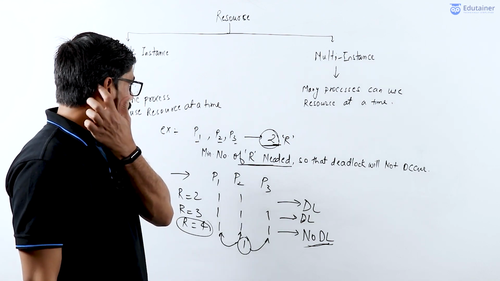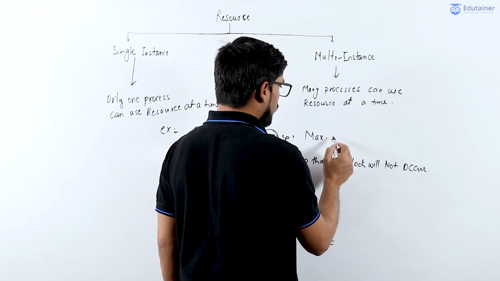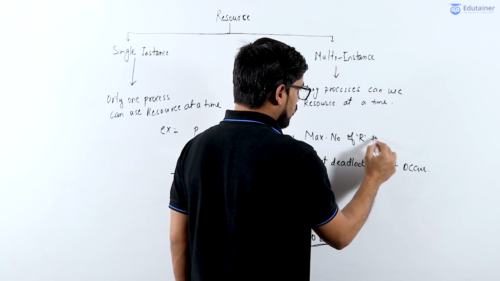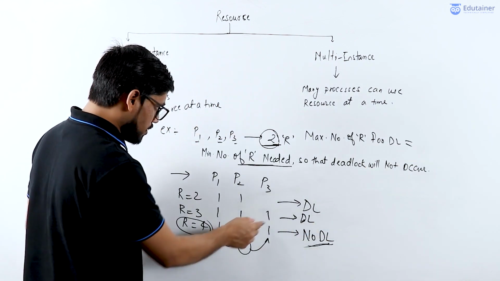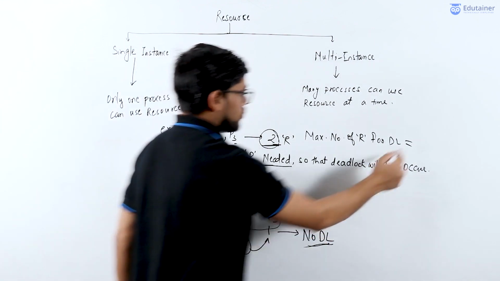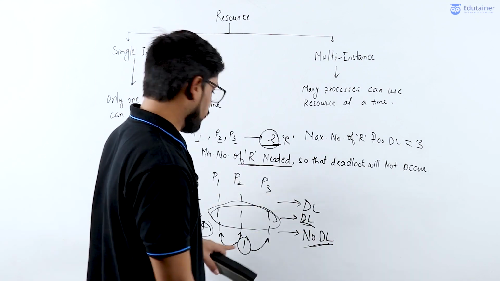And if I ask what is the maximum number of resource R for which deadlock will occur, then the maximum number is 3. It is 3 for which deadlock occurs, and the minimum number of R so that no deadlock will occur is 4.